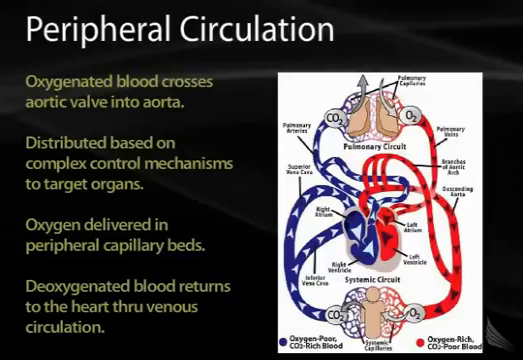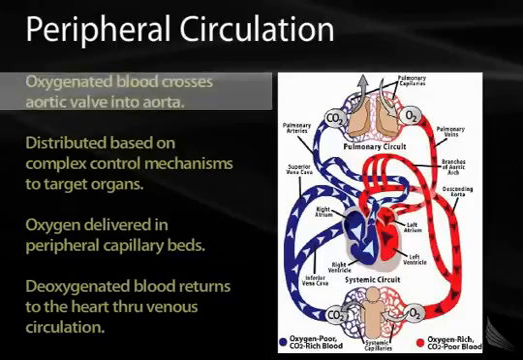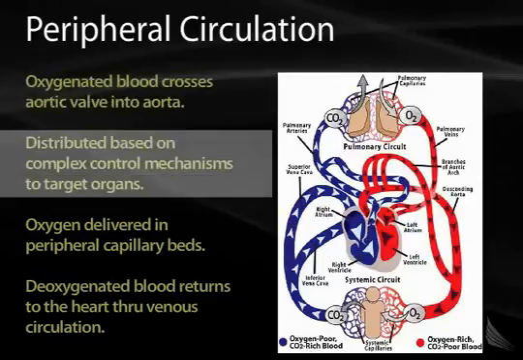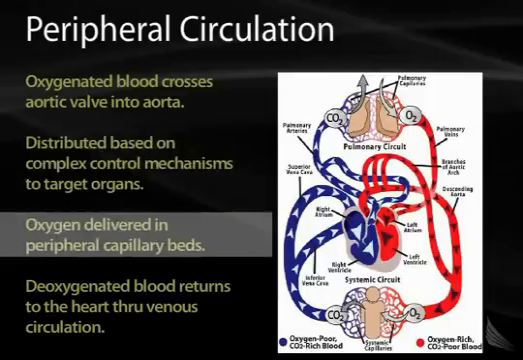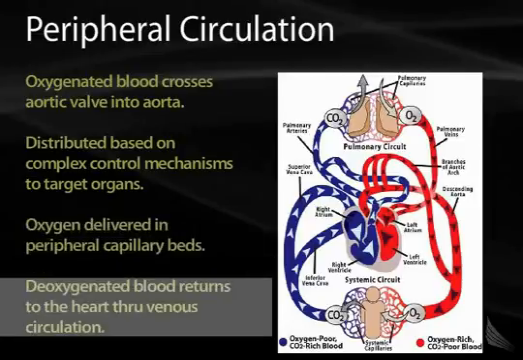Let's focus on the peripheral circulation. Oxygenated blood crosses the aortic valve into the aorta, and then that blood is distributed based on complex control mechanisms to different types of target organs. Oxygen crosses into target organs in the capillaries, and those capillaries feed veins which return to the heart. Which organs receive the oxygenated blood is very complex and is based on multiple factors. We will talk about those factors now.